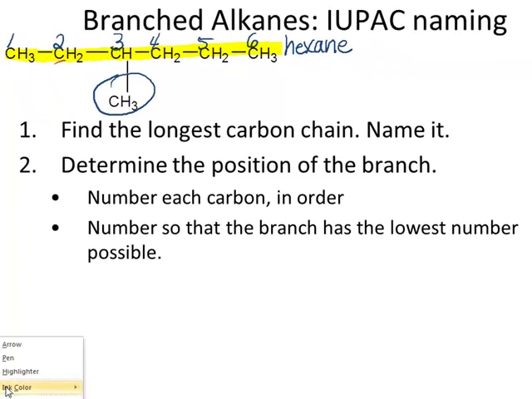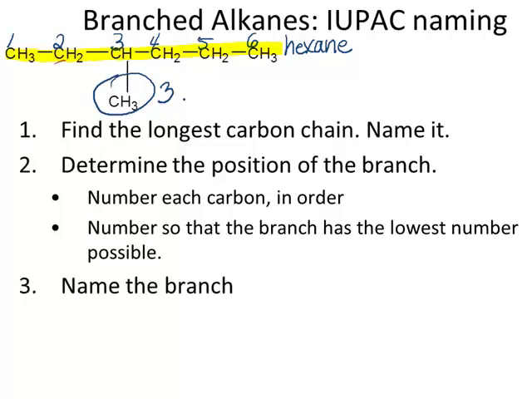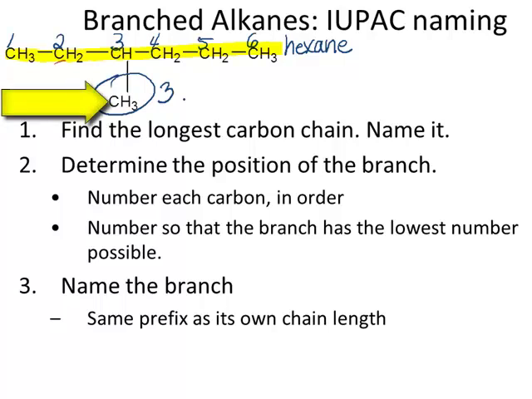This means that my branch is located at the third carbon. I'm going to write the number 3 to remind myself of that. Now I'm ready to actually name the branch. When I name the branch, I'm going to do this much in the way that I named the backbone. I'm going to designate how many carbons are present using the prefixes like meth, eth, prop, and so on. So I'm going to use the prefix that's appropriate for this chain or branch length. In this case, I have just one carbon in the branch, so the prefix I'm going to use is meth.